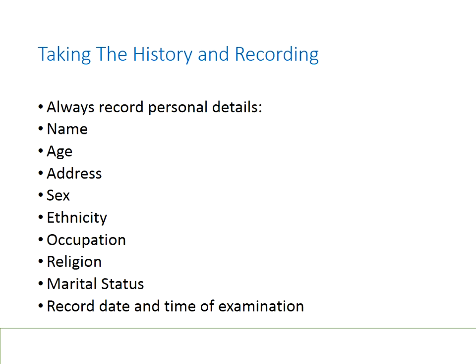So from a bibliographic point of view, we always need to record personal details such as the patient's name, age, address, gender, ethnicity, occupation, maybe their religion if it's relevant, possibly their marital status, depends on what sort of situation you're in, and the date and time of examinations if this is not electronically already recorded. And if you are using an electronic computer system, then a lot of this stuff may already be pre-populated from the NHS spine. You'll have their name, address, age, etc. down already.